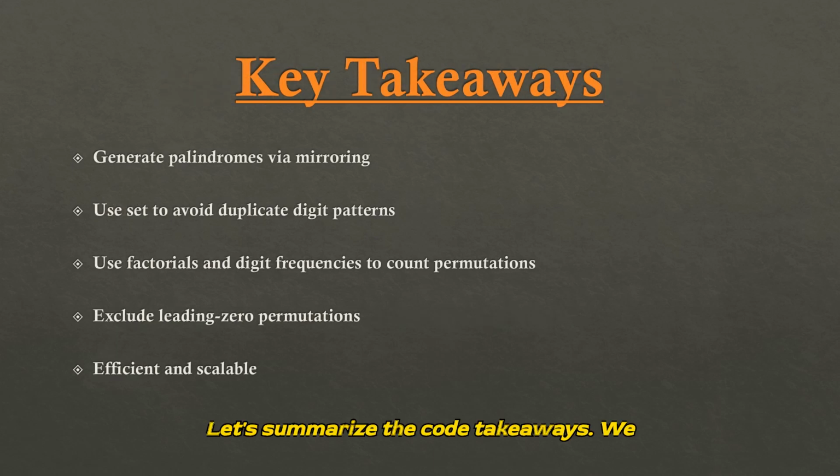Let's summarize the core takeaways. We approached this problem by combining four powerful techniques: efficient palindrome generation through mirroring, divisibility checks for pruning, deduplication using digit sorting and hashing, and precise permutation counting using factorials with careful handling of repeated digits and leading zeros. By thinking modularly and applying the right mathematical tools, we achieved a clean and efficient solution.